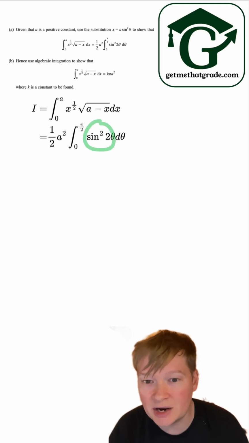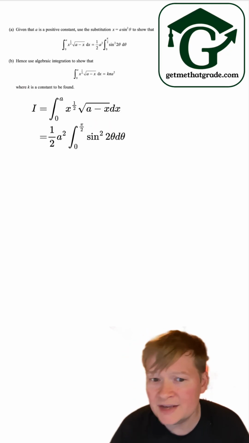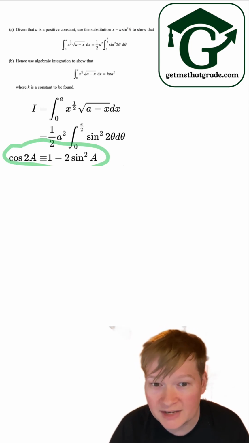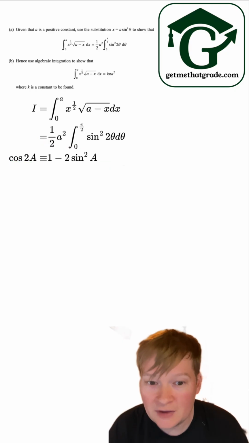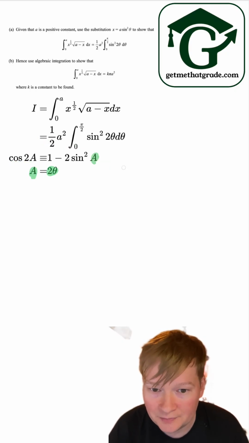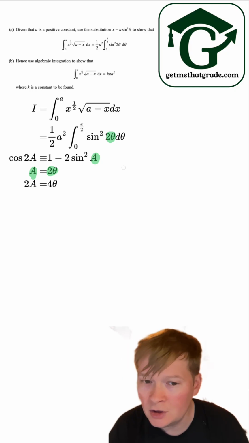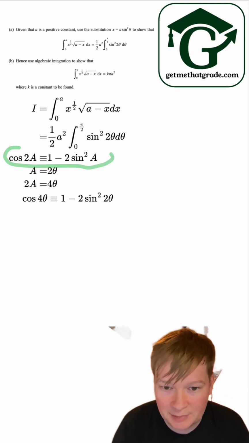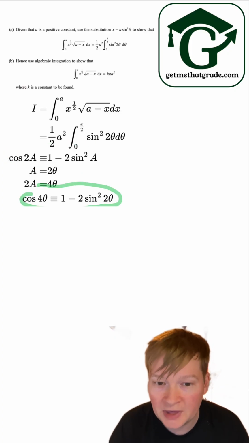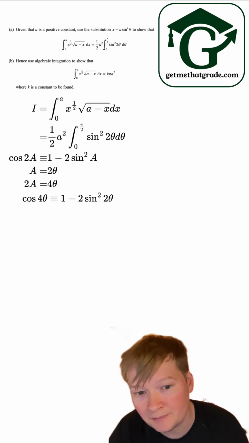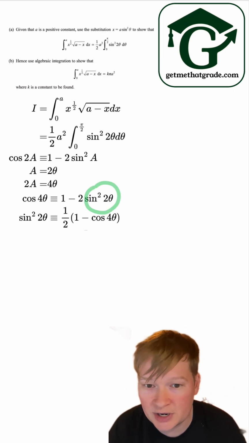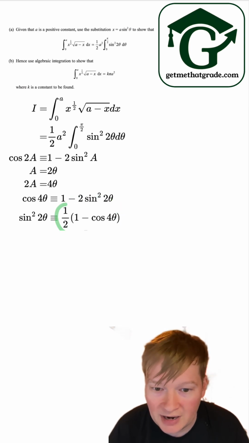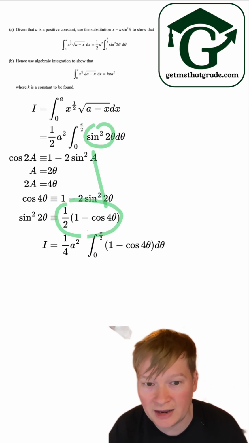How can I integrate sine squared 2 theta? Well, there's a key trig identity that you should know. In general, cos 2a is 1 minus 2 sine squared a. So if I replace a with 2 theta here, because I've got sine squared 2 theta, note that 2a would be 4 theta. So what does this identity become? It becomes cos 4 theta is 1 minus 2 sine squared 2 theta. If I just rearrange this to make sine squared 2 theta the subject, because that's what I've got here, I end up with this. So I can replace that in this integral here.